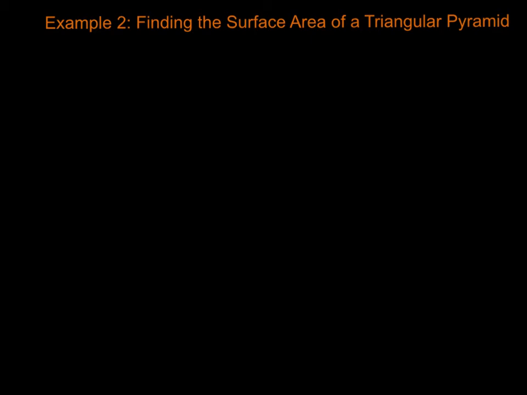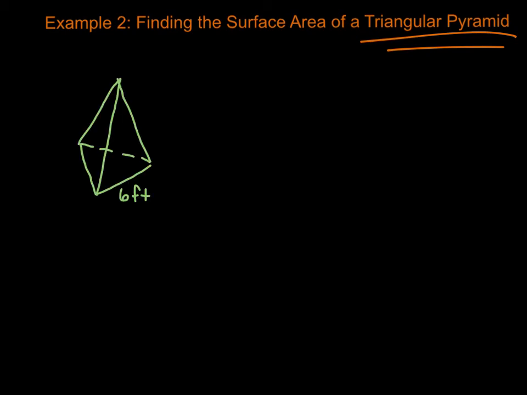Example 2 is finding the surface area of a triangular pyramid. So again, we're going to start with a triangle, and we're going to flatten it out, find the bottom and the sides, and get the area of all the faces to find the total surface area. Before I put the other measurements in this triangular pyramid, I want you to watch because it's kind of hard to visualize where the heights would be.